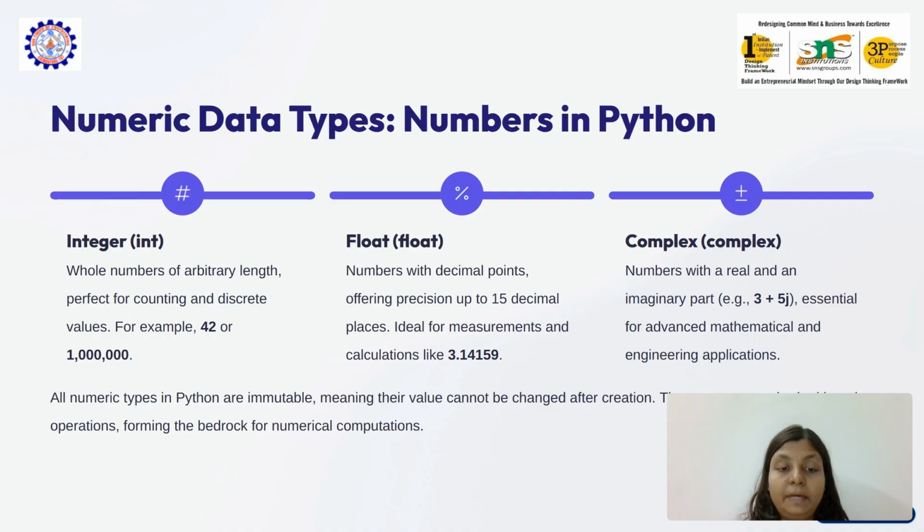All numeric types in Python are immutable, meaning their value cannot be changed after creation. They support standard arithmetic operations, forming the bedrock for numerical computations.